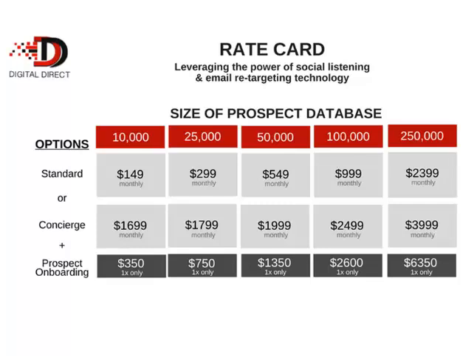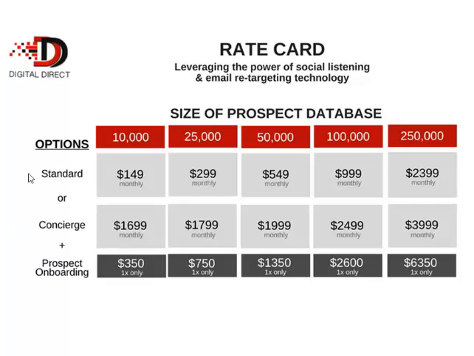The pricing of Digital Direct is really a breakthrough, and you can see it on this screen. At the top in the red, you can see the size of the prospect database that you want. So you decide how many prospects do you want. Do you want 10,000, 25,000, all the way up to 250,000. Actually, we could do more than that, but it's on a custom basis. And then there are two service options. One is the standard service, and the second is called our concierge service.